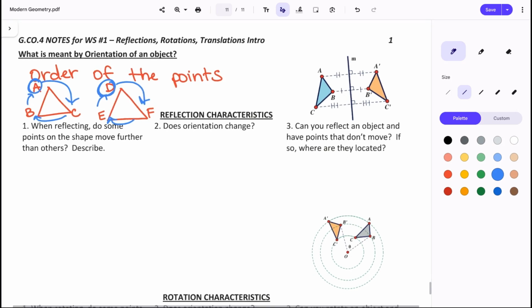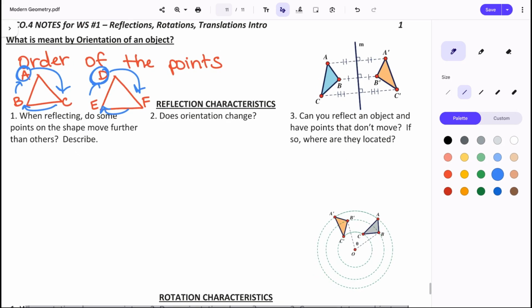So let's get into reflection characteristics first. So you can see there's a picture over here where they have triangle ABC and A prime, B prime, C prime. And it's obvious that there's been some kind of reflection that has happened. This line here we talked about the other day is called the line of reflection. And so that's the line that they used when they actually flipped that triangle over.